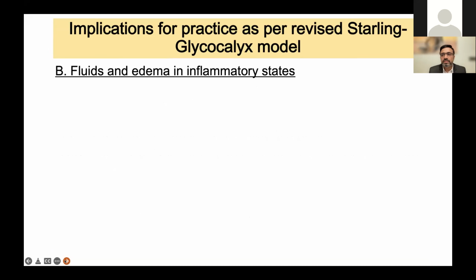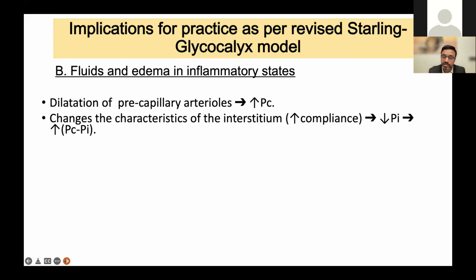The next concept is fluids and edema in inflammatory states. Whenever there is inflammation, there is dilatation of the precapillary arterioles that leads to increased hydrostatic pressure within the capillaries. There are changes in the characteristics of the interstitium, with decreased hydrostatic pressure within the interstitium. So the difference, PC minus PI, becomes much higher. So there's a net increase in the filtration force.